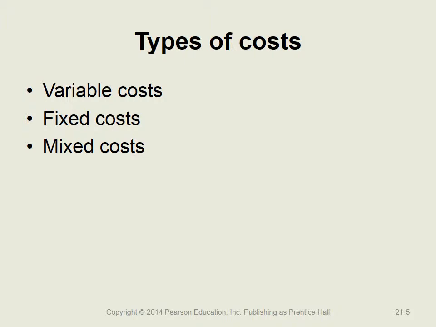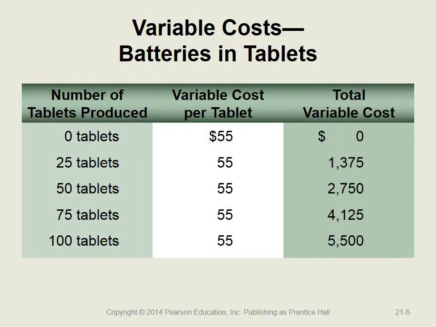Let's look at three different types of costs. You have variable costs, fixed costs, and mixed costs. Variable costs are costs that increase or decrease in total in direct proportion to increases or decreases in the volume of activity. Volume is the measure or degree of an activity of a business action that affects cost. In other words, the more volume, the more cost is incurred.